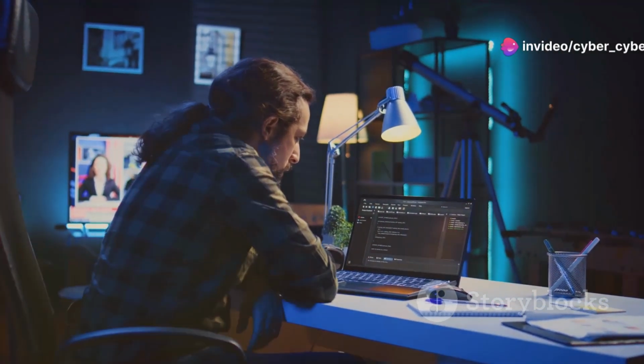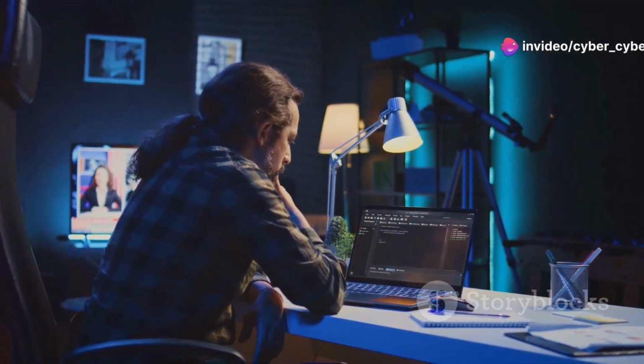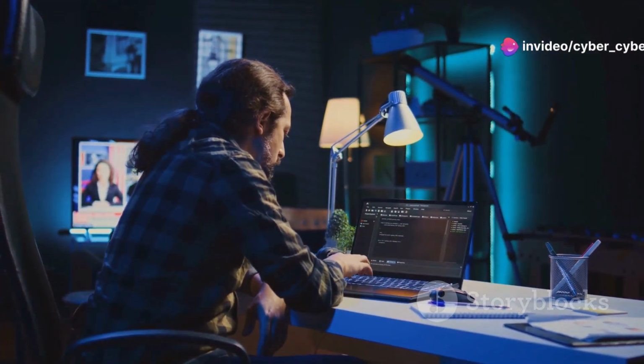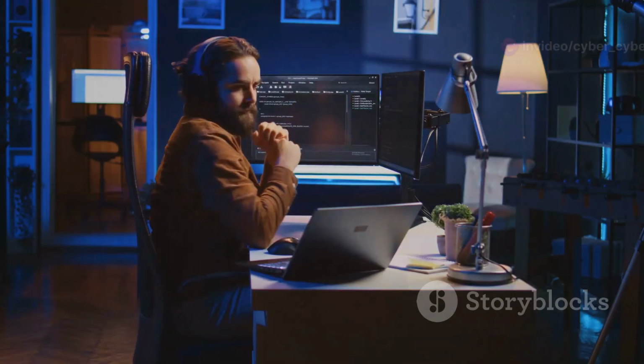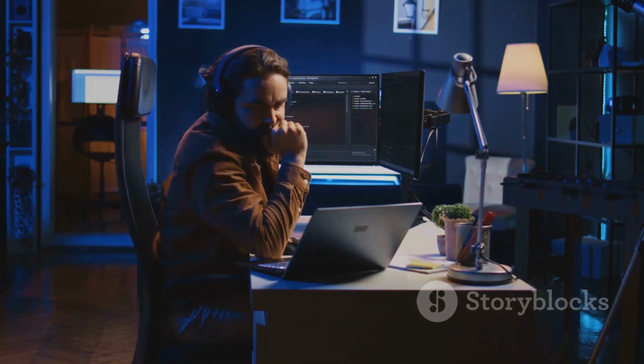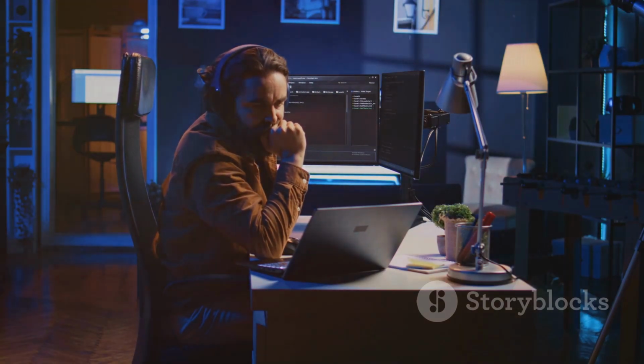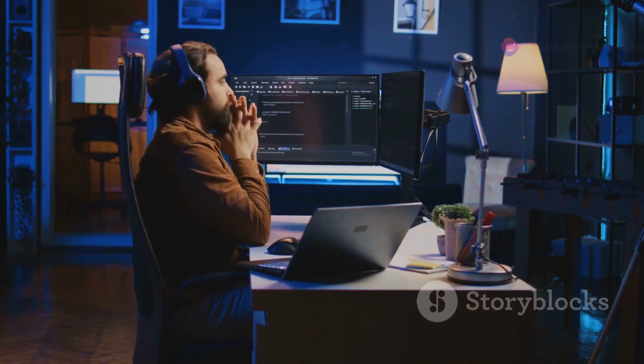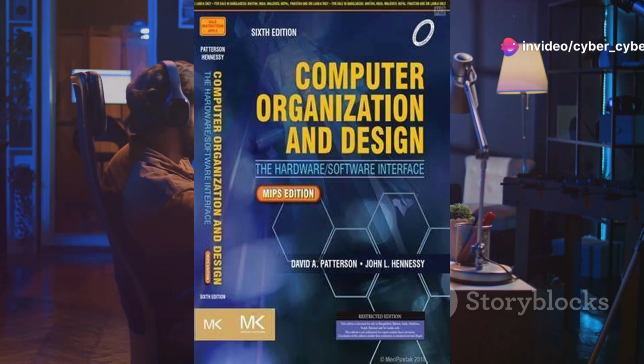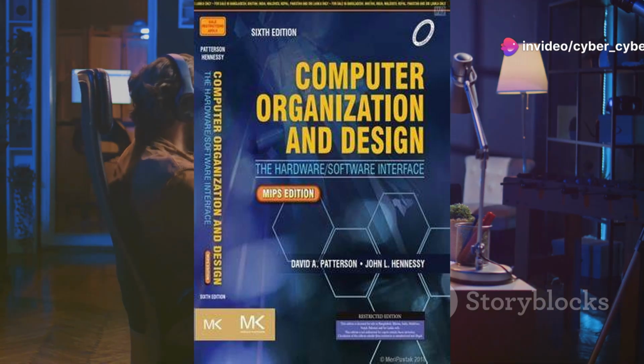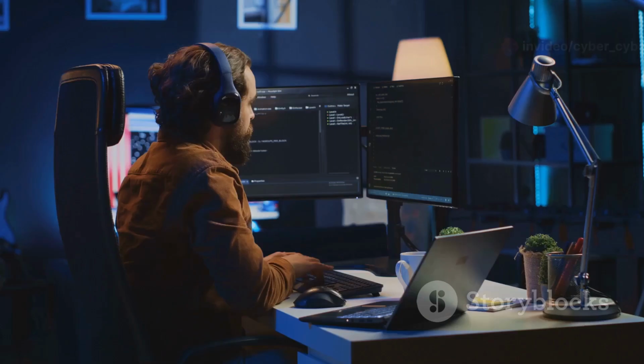Understanding computer architecture. You need to know how the CPU and your computer system work because they are the building blocks of how an OS operates on a system. One of the best books for learning computer architecture is Computer Organization and Design: The Hardware-Software Interface by David A. Patterson and John L. Hennessy. This book is widely regarded for its clear explanations and comprehensive coverage of both hardware and software aspects of computer architecture.